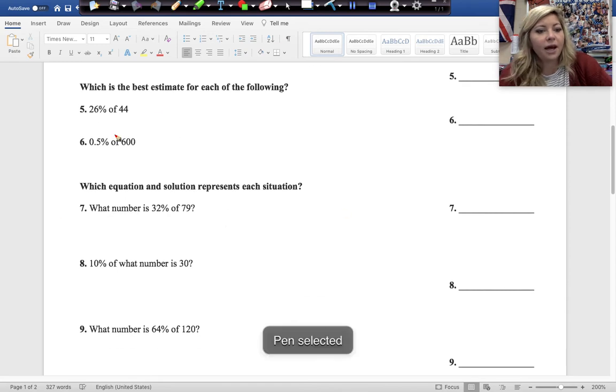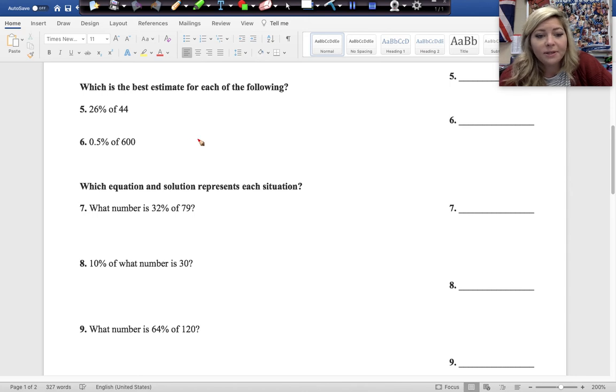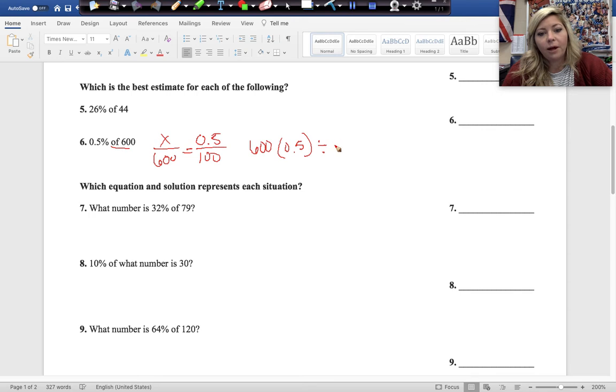Okay, so here we have 0.5%. So 0.5 goes over 100 because percents always go over 100. Of 600 means 600 goes on bottom. So again, we'll do 600 times 0.5 divided by 100. And that gives us 3, so no need to round there.